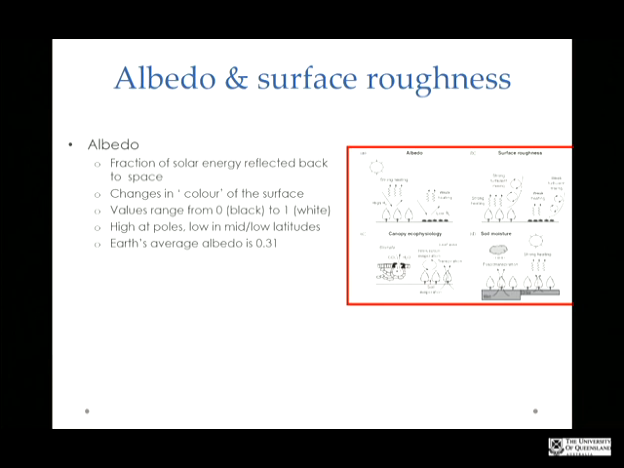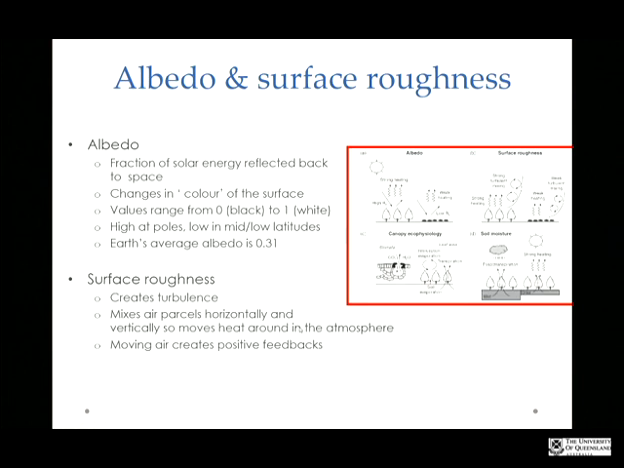And so you can see that the average kind of works out at around 0.3. The other key one is surface roughness, so that creates turbulence. If you have a very smooth surface, the wind just blows horizontally across it. You have a slight effect of heating, but not that much. But if you have a rough surface like a forest, it creates turbulence which mixes the air more effectively, and that therefore draws hot air away from the surface up into the atmosphere.